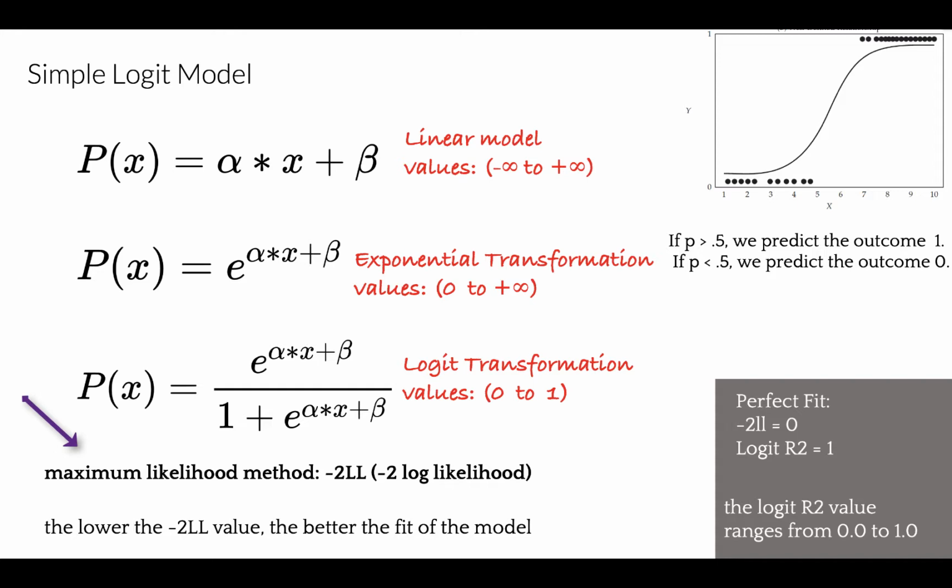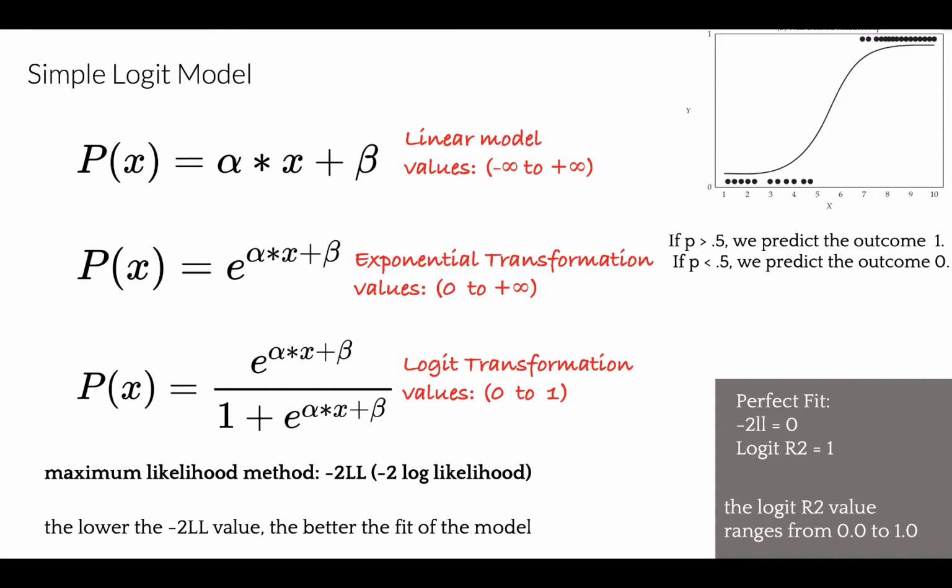Logistic regression measures model estimation fit with the value of -2 times the log of the likelihood value, referred to as -2LL or -2 log likelihood. Thus, the lower the -2LL value, the better the fit of the model.